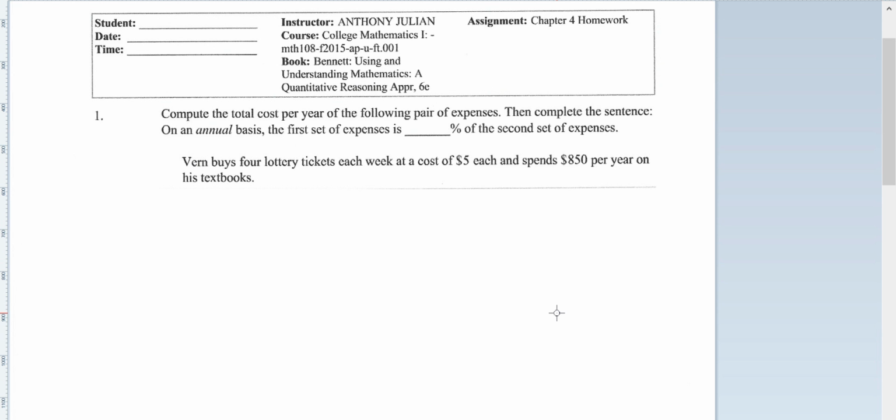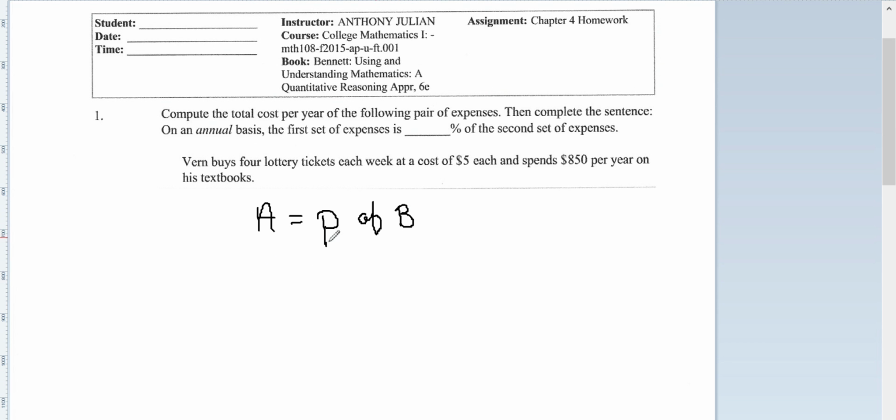Number 1, compute the total cost per year of the following pair of expenses. Then complete this sentence. On an annual basis, the first set of expenses is what percent of the second set of expenses? All right, so here's a format for you. The first set of expenses, A, equals what percent of the second set of expenses? Let's call that B.